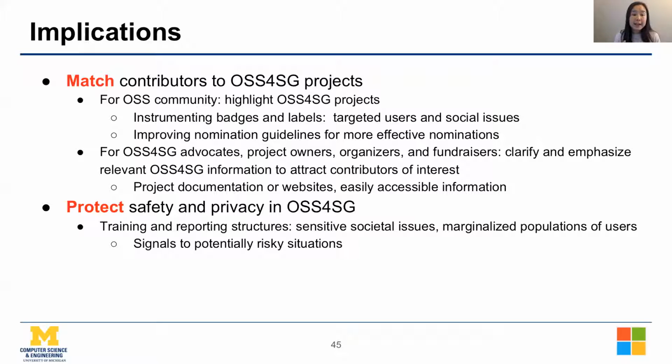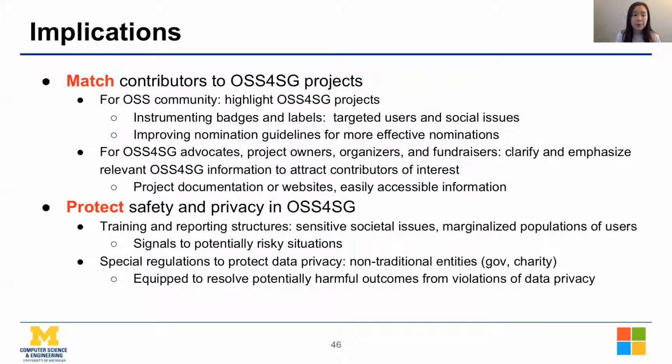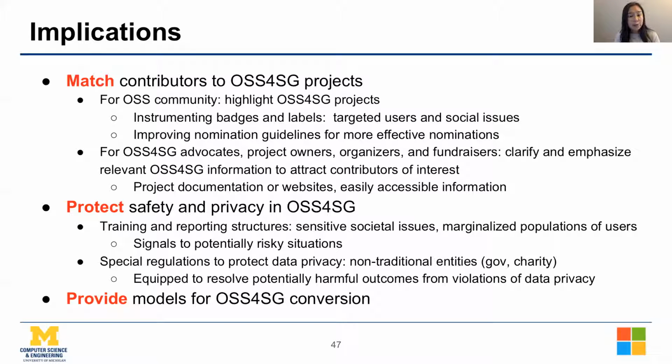We need to also protect the safety and the privacy in open source for social good, including protecting our contributors through training to identify risky situations, as well as help our contributors to adapt to special regulations for data privacy issues. The community also needs our help, given the special characteristics about open source for social good projects, on how they can safely and efficiently make their social good projects open source. For example, can we provide them a model to do so?